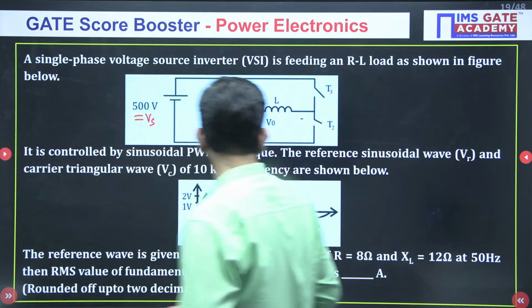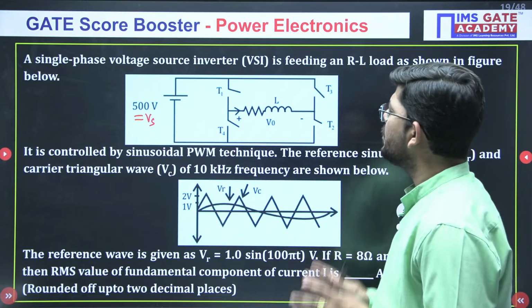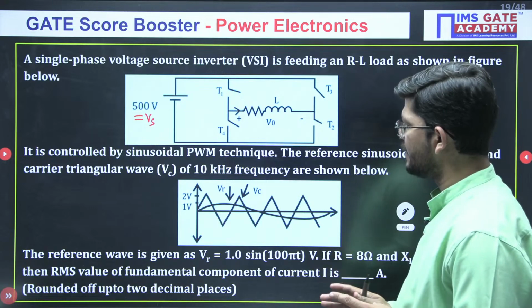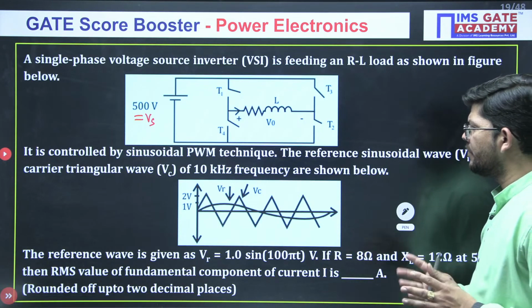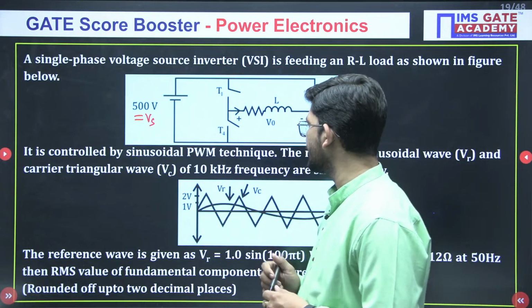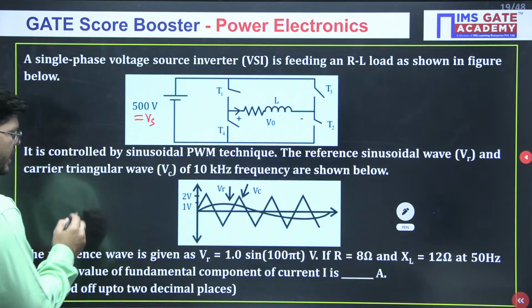So this is our VS. Now it is controlled by sinusoidal PWM technique. The reference sinusoidal wave and carrier triangular wave of 10 kilohertz frequency are shown below. So we have the reference voltage and the carrier voltage. Okay, so what is the magnitude of the reference voltage?